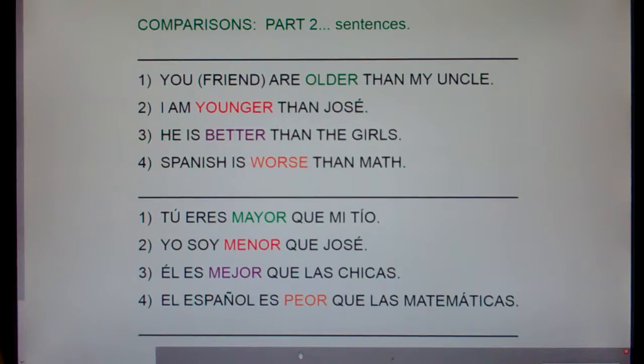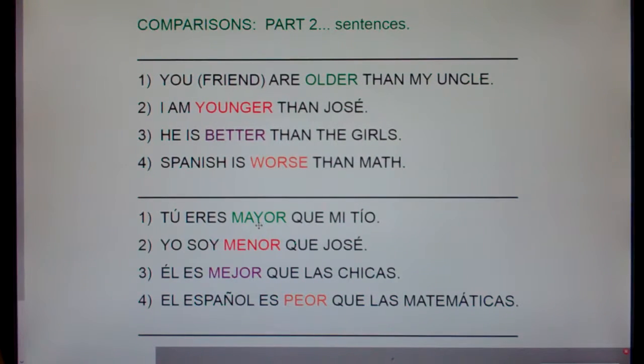Now, I want you to notice that all four of these words end in R. Mayor, menor, mejor, peor. Now, these are what I call lizard words. Everybody say lizard, lizard. Now, if a word ends in L, Z, R, or D, the very last vowel gets stressed. Now, if you're confused when I say lizard words, type in lizard and there's a clip that'll explain that.